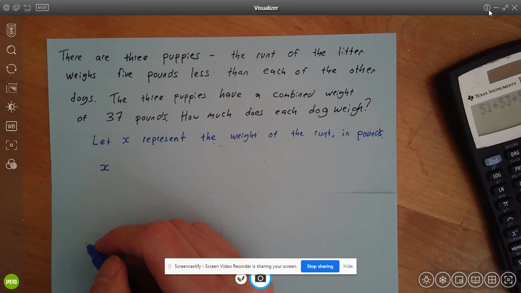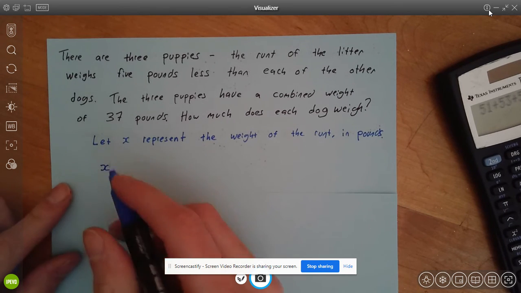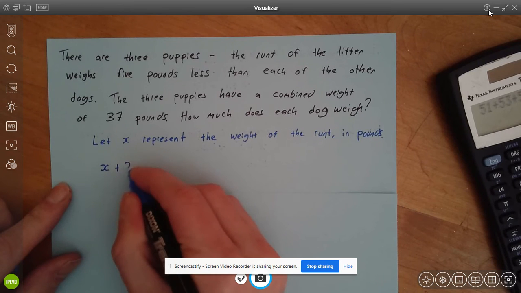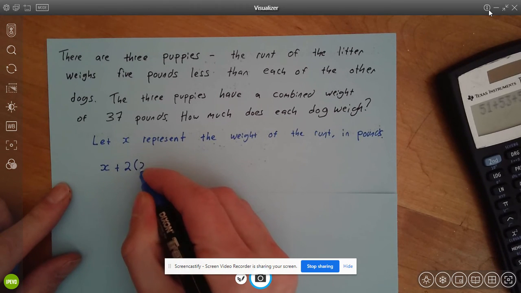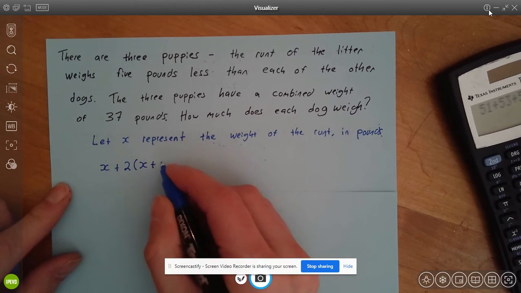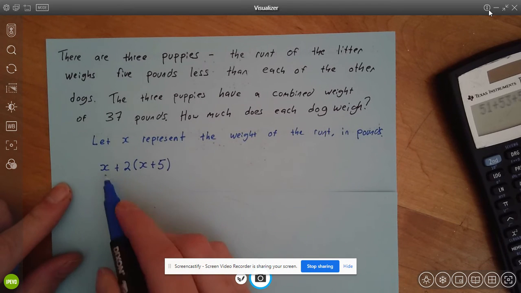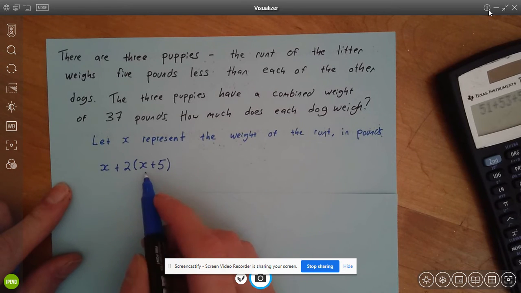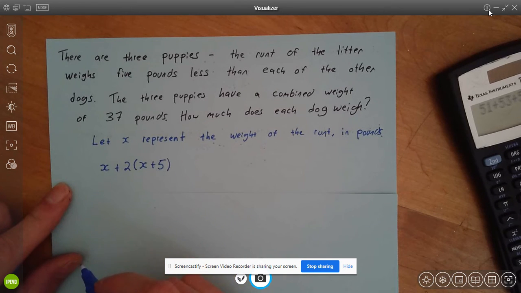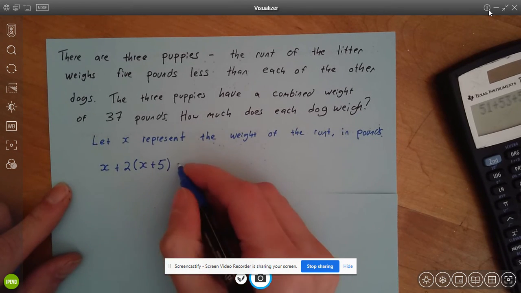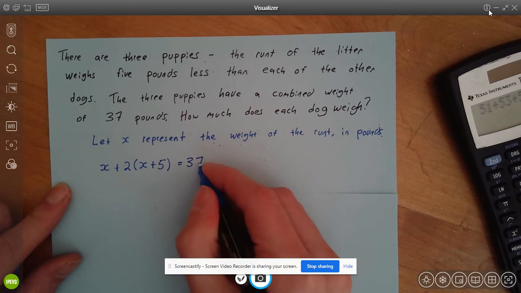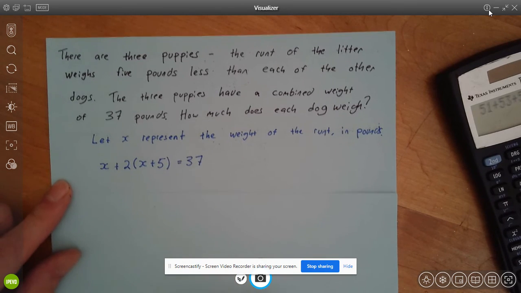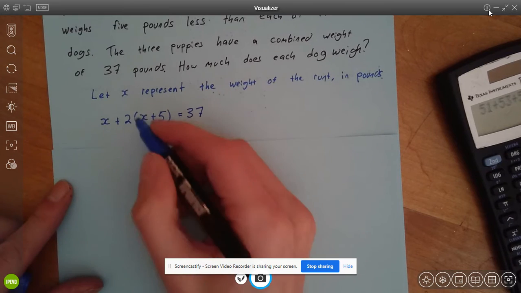So the runt of the litter, x, weighed 5 pounds less than each of the other dogs. So there are 2 other dogs, and each of them is going to be 5 pounds more, or 5 pounds heavier than the runt, because the runt weighed 5 pounds less. So I have x plus 2 times x plus 5. This bracket is the weight of the other dogs. And all together, again, it's a sum problem. When I add those all together, it's a combined weight of 37.